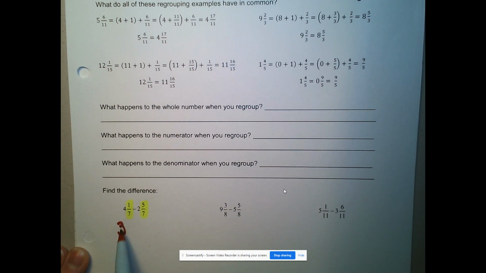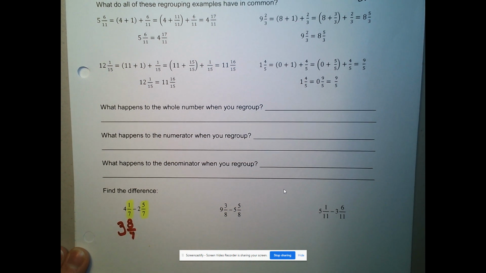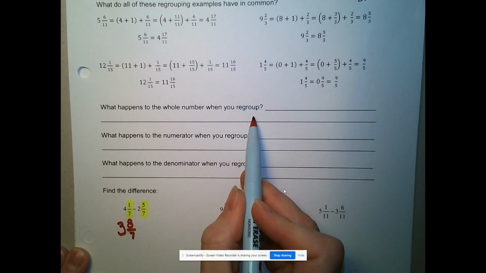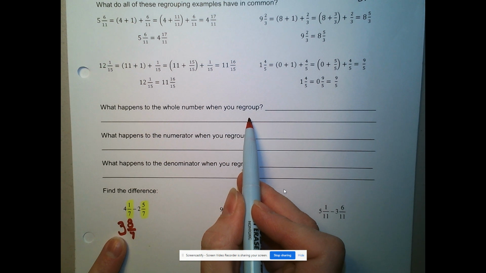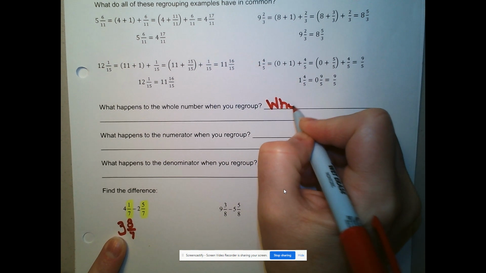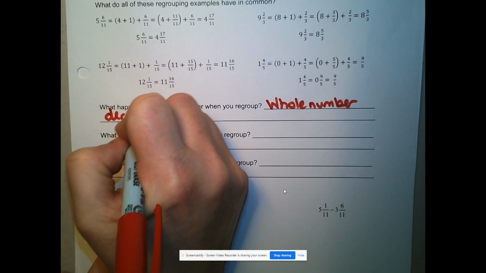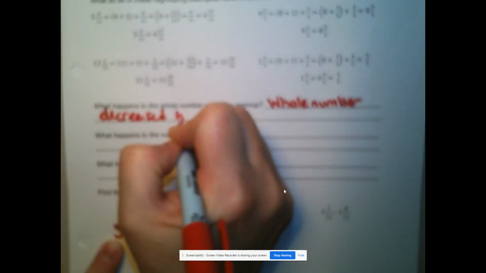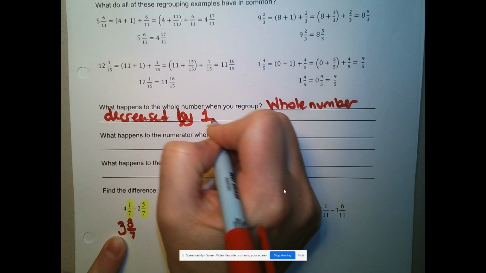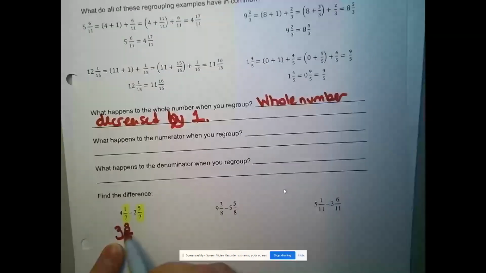So I'm going to take that 1 whole, and in my head, I'm going to think about that 1 whole being renamed 7/7, and I'm going to add it together with that 1/7, which makes it 8/7. So what happened to the whole number? The whole number went from a 4 down to a 3. So my whole number decreased by 1, right? The 4 went down to a 3.